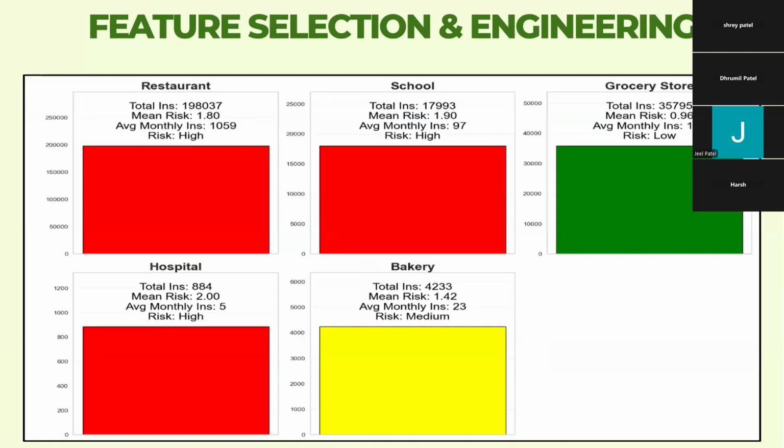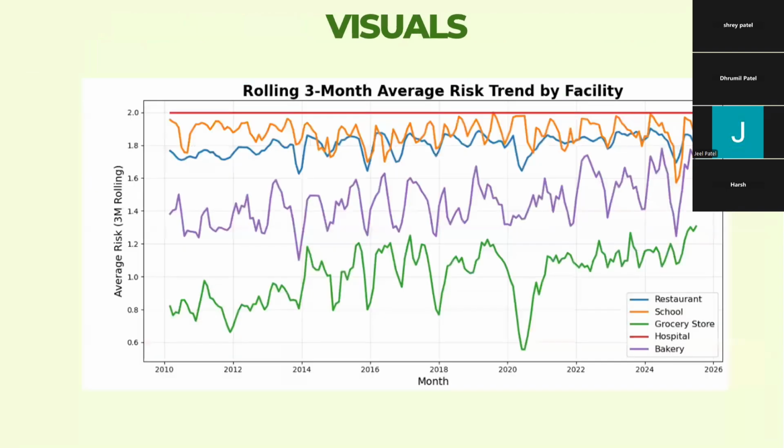This is the basic structure in which we can see everything for those five facilities. For restaurants, the mean risk is 1.80, which is pretty high, as shown in red. The grocery store is green because the average risk is 0.96, so the risk is low. For the bakery, it's medium. So the top riskiest facilities are restaurants, schools, and hospitals, which we have to look over. Can you move to the next slide?